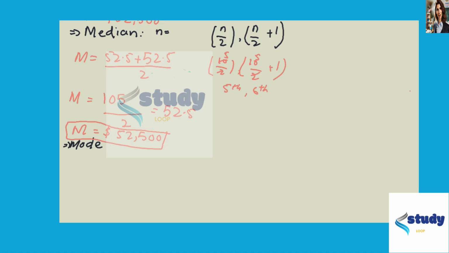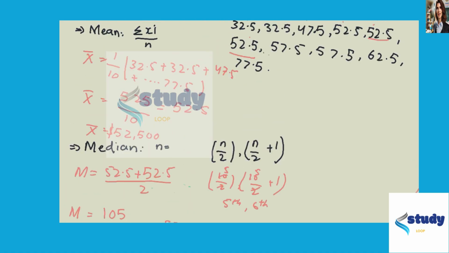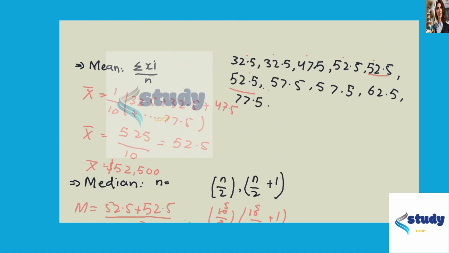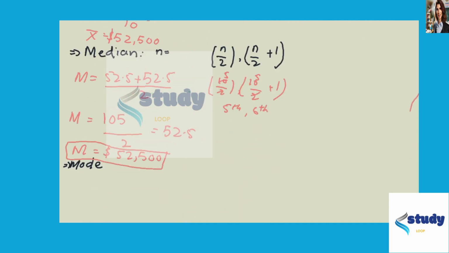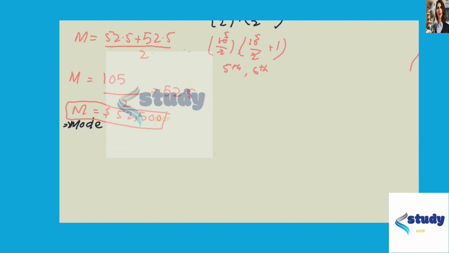Now the mode is the most repeated number. As we can see here that 52.5 is repeated 3 times and it is more than other numbers, so the mode will also be 52,500.